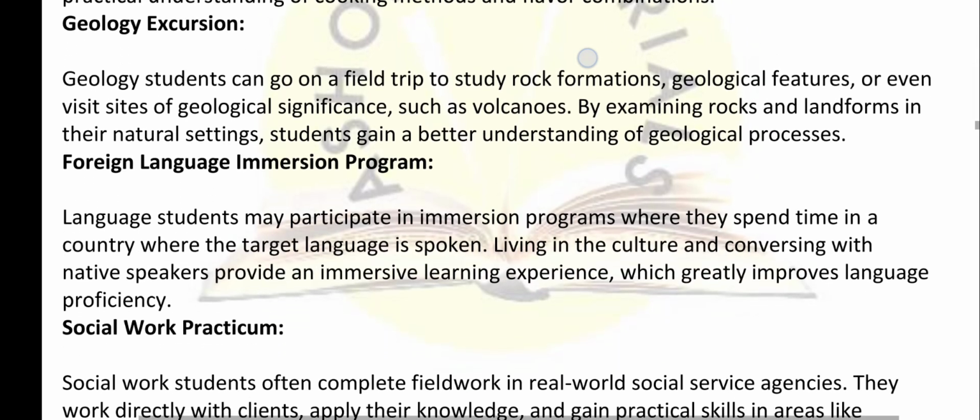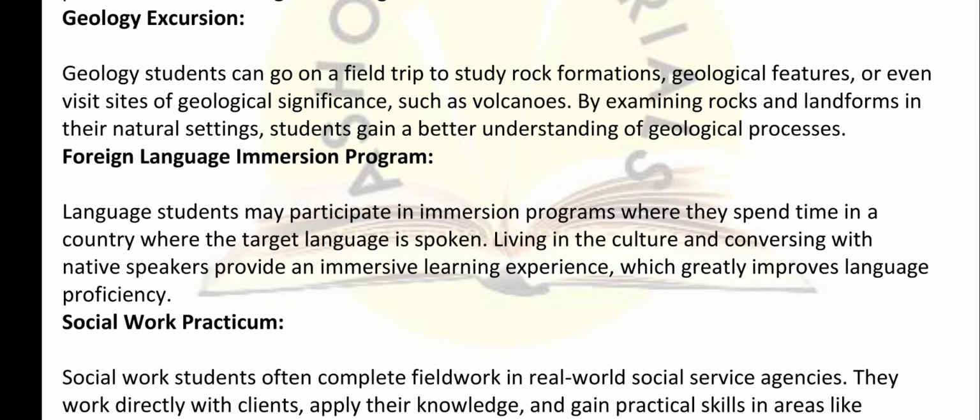Now let us see geology excursion. See, geology is a subject, right? So if geology students are going for an excursion, what will they learn? Geology students can go on a field trip to study rock formations, see geological features, or even visit sites of geological significance such as volcanoes. By examining rocks and landforms in the natural setting, students gain a better understanding of geological processes.